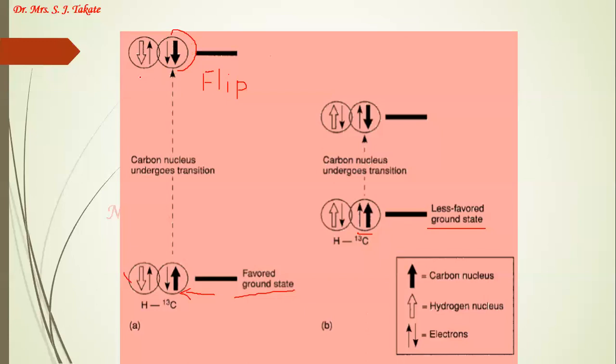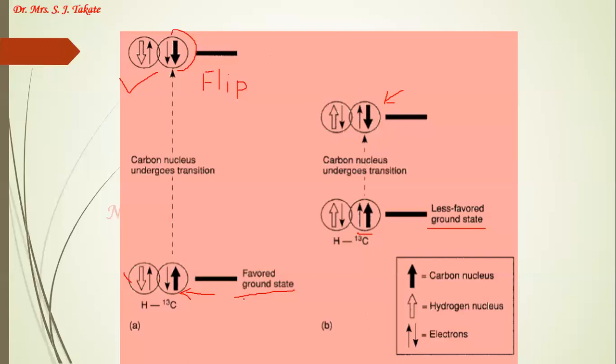So this will be a high energy excited state. What about this one, where a less favored ground state is there and carbon 13 undergoes excitation? We get a low energy excited state. As compared to the first excited state, this is having a lower energy. Therefore this is a low energy excited state.